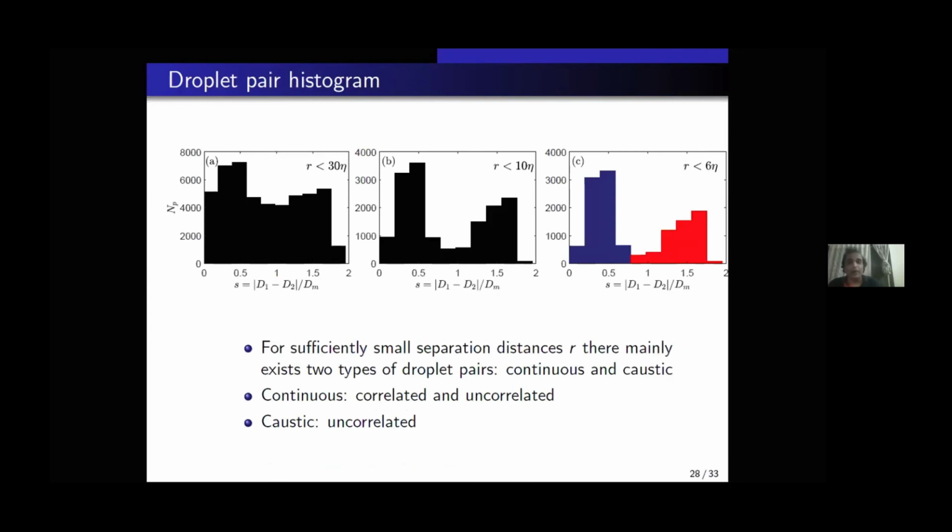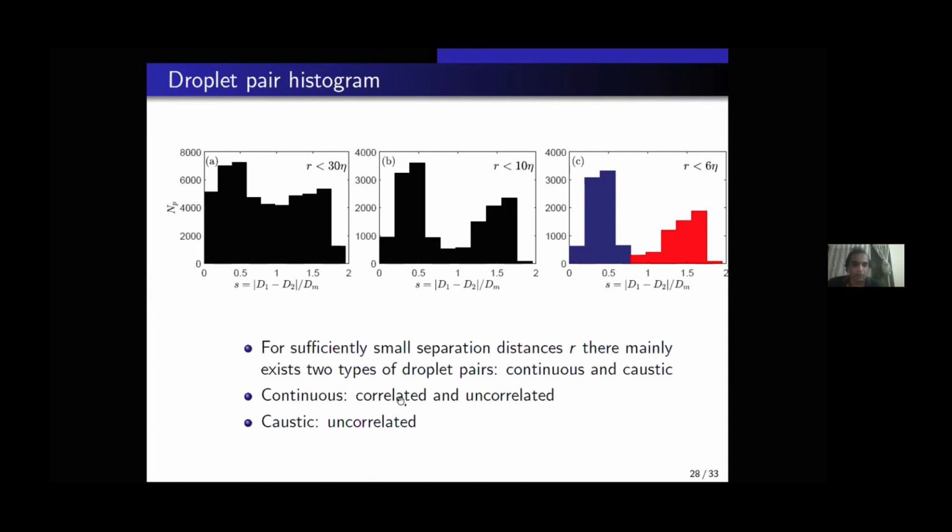Okay, and what did we do? We plotted histograms of the number of these continuous and caustic pairs as a function of a parameter S that we defined. I would request you all to ignore the plots in A and B. Let's just focus on the plot in C. What is plotted on the x-axis is this parameter S. Small values of S correspond to continuous pairs, which contain droplets of similar sizes and Stokes number less than 1. Large values of S correspond to a caustic pair, where one is an inertial droplet with Stokes number greater than 1, and the other is a relatively small droplet with Stokes number less than 1. Within these continuous droplet pairs, we observe both correlated and uncorrelated.